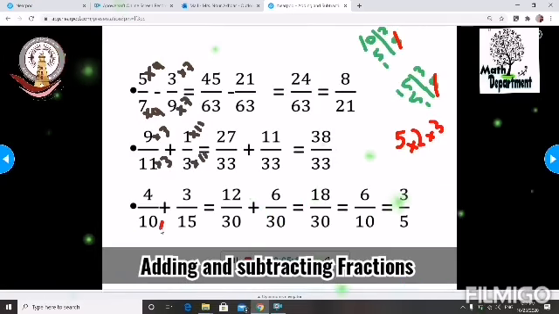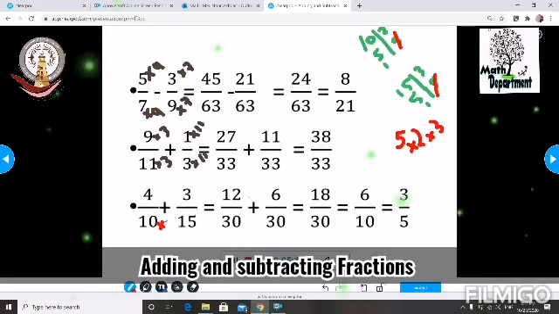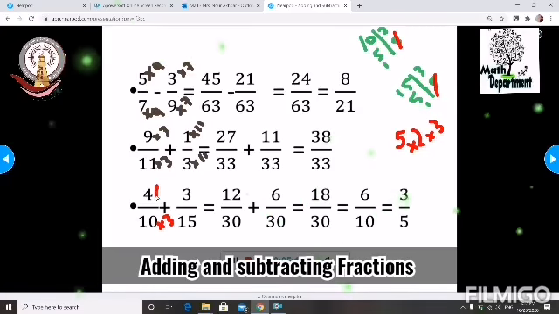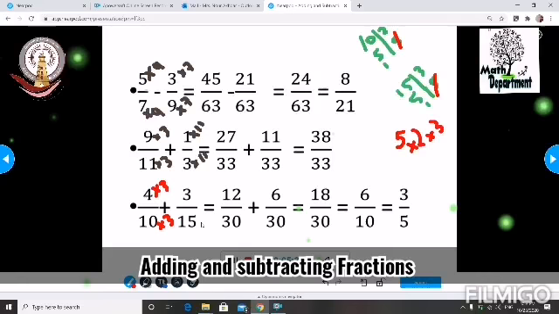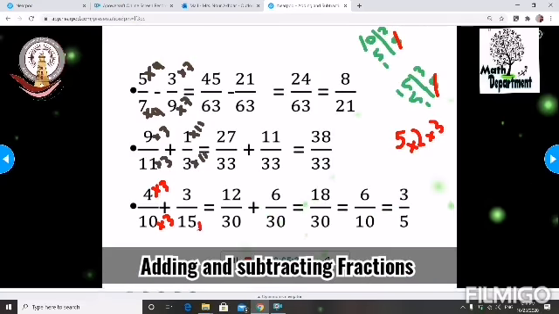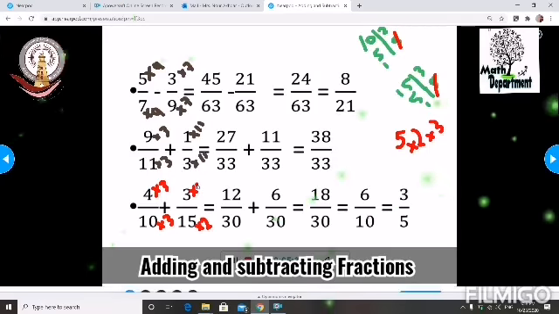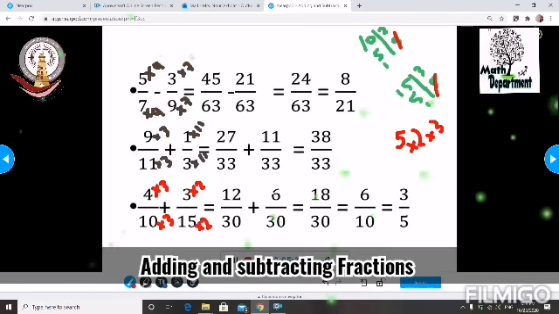So now I look here, what did I do with the 10 to make it 30? I just multiplied it by 3. So I multiply also up by 3. So it will be 12 over 30. Here 15, what did I do to make it 30? I just multiplied it by 2. So I have to multiply up also by 2. So it will be 6 over 30. Now it's very easy to find the sum as 18 over 30, and I reduce it by dividing it by 6 directly, or by 3, then by 2.